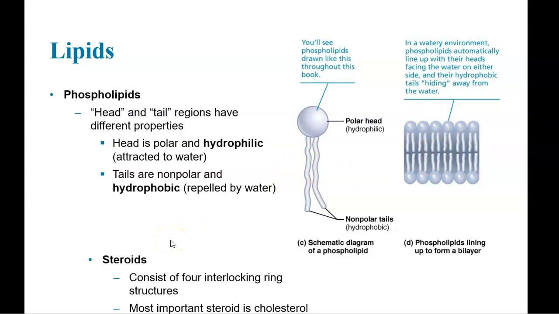And then there's steroids, which consist of four interlocking ring structures. One of the most important steroids would be cholesterol, because cholesterol is the starting material for the synthesis of things like vitamin D, steroid hormones, and bile salts. Bile salts are lipids that are produced by the liver to break down proteins.